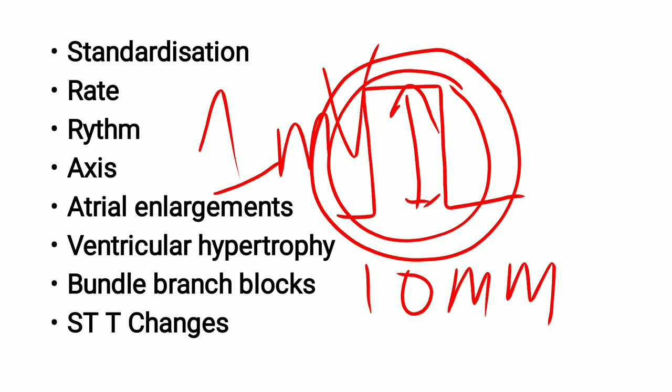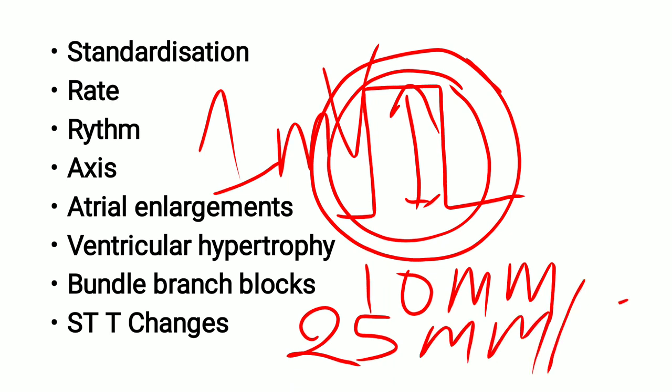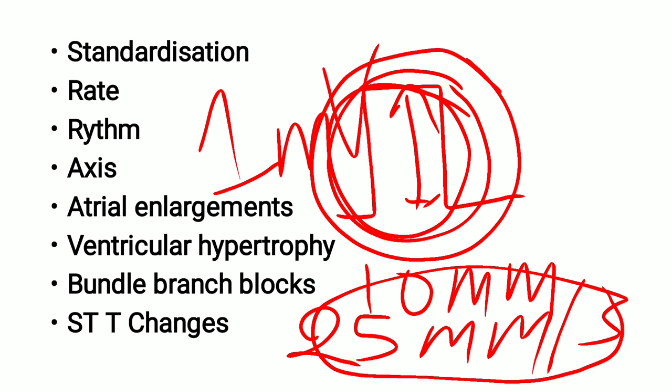Next thing is the paper speed, 25 millimeters per second. These two things must be seen before reading any ECG. This is called a standardization. So 10 millimeter per millivolt and 25 millimeters per second of paper speed is a normally standardized ECG. You can change this in the machine itself. Okay, next, how to calculate the heart rate.